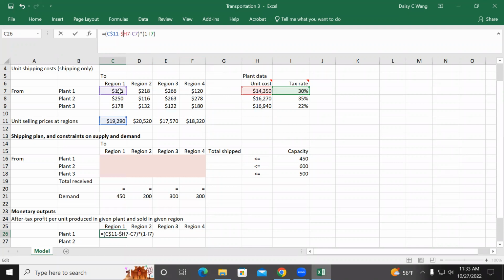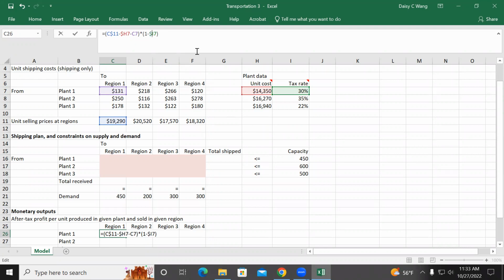If we put $ in C, when we drag it over, it will stay in C. But we do want it to go to D, E, F, right? So for this one, we don't put $. How about the text? It'll be I. Yep, very good. So in front of I.